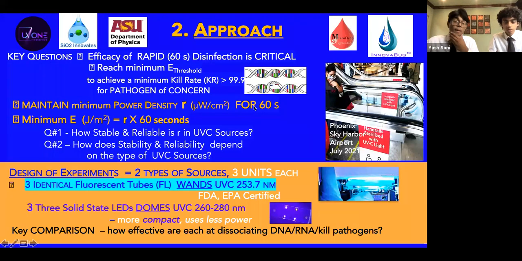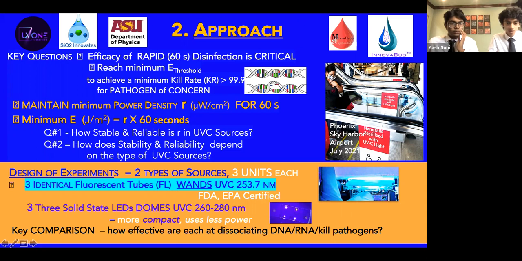The approach we used is to answer two key questions. How stable and reliable is the power density in the UVC sources? And how does stability and reliability depend on the type of UVC sources? We also wanted to see the efficacy of the rapid 60-second disinfection period and to see if we could reach the minimum energy threshold to achieve a minimum kill rate of 99.9% for the pathogen of concern.